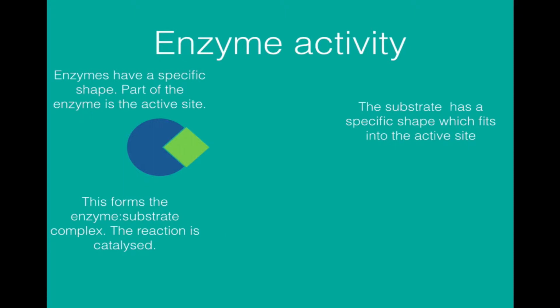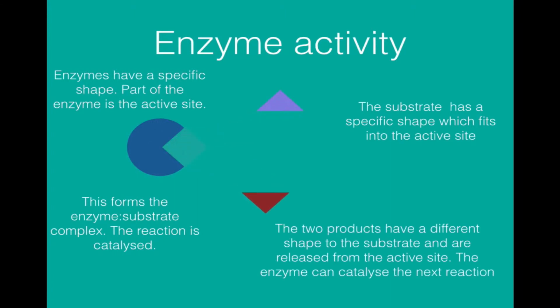So in this case, this lime green cube is going to turn into a purple and a red cube, and because these two products have a different shape to the substrate, they no longer fit into the active site and they are released. The enzyme doesn't change in this reaction, so the enzyme can grab another substrate and catalyze the reaction again, and this would happen again and again.